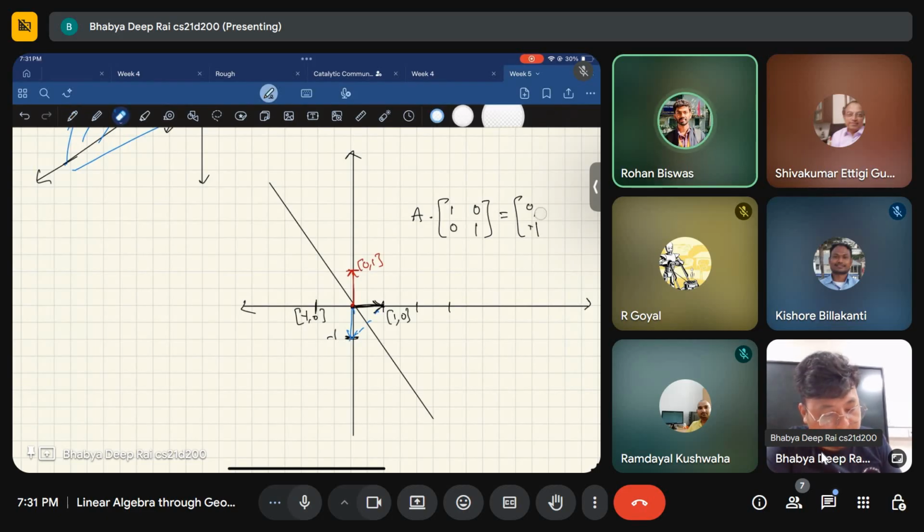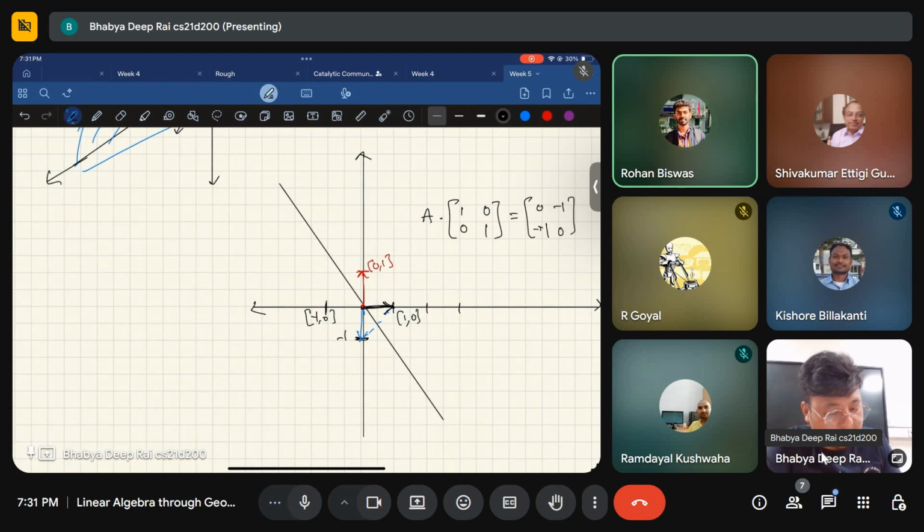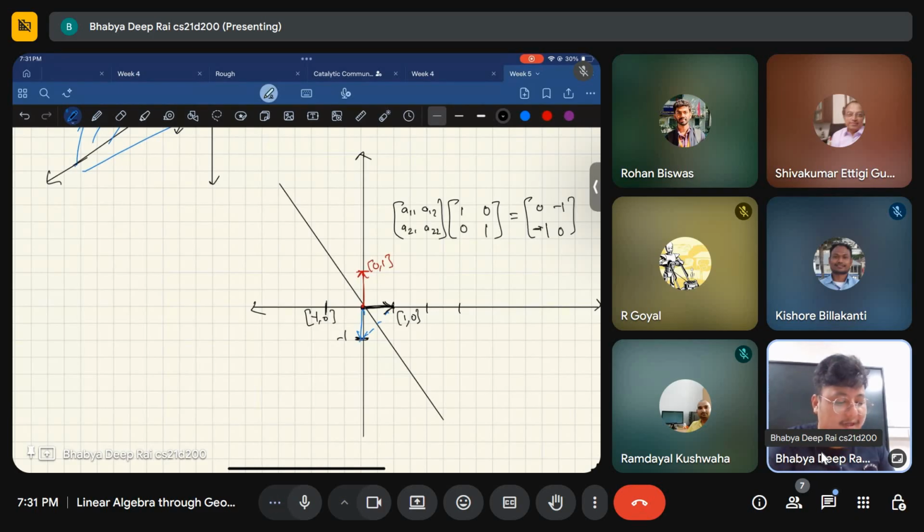0, minus 1. And in the next column, minus 1, 0. So even if we don't solve it particularly, and we try to figure out what A is, I think we can. You can substitute A to be say A11, A12, A21, A22, and you will see that this is A11 plus A12, and this guy is A12, and this guy is A21.